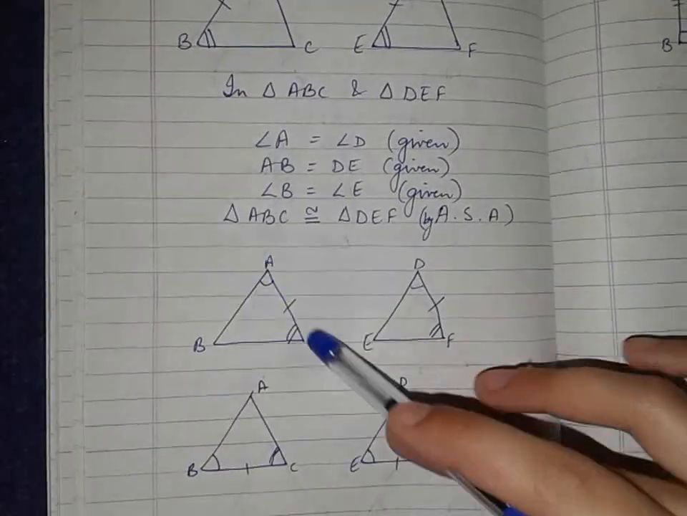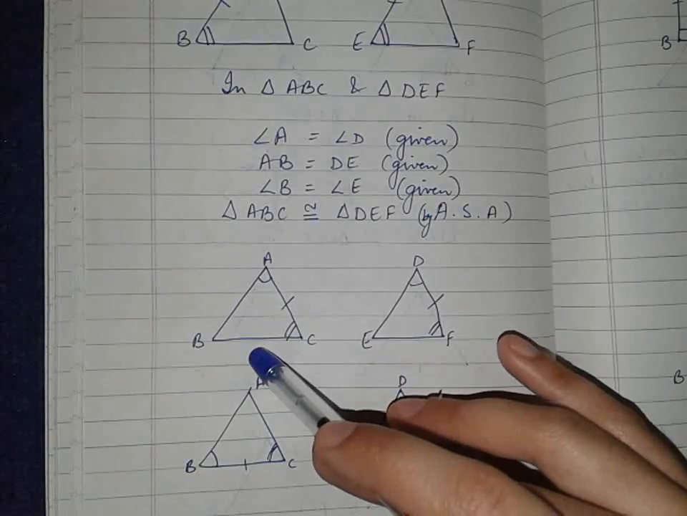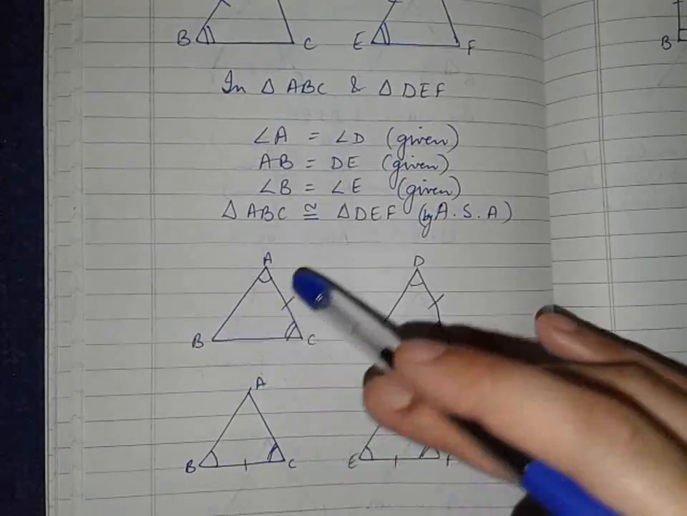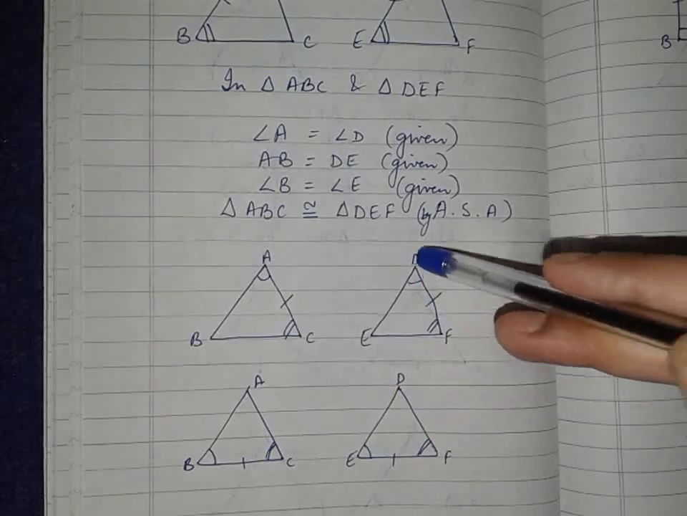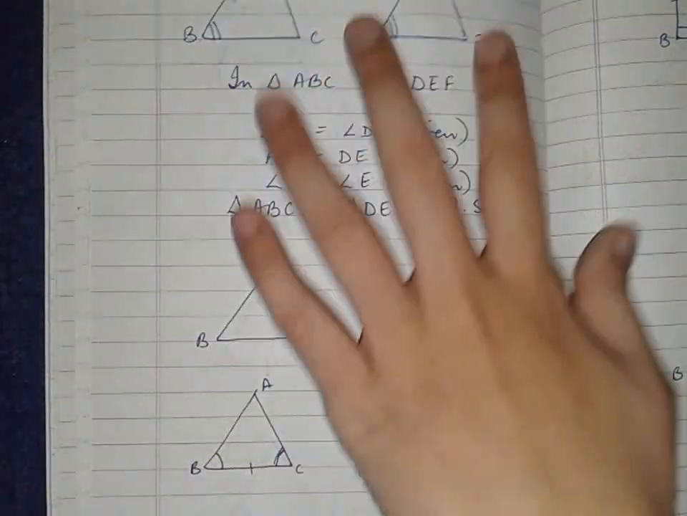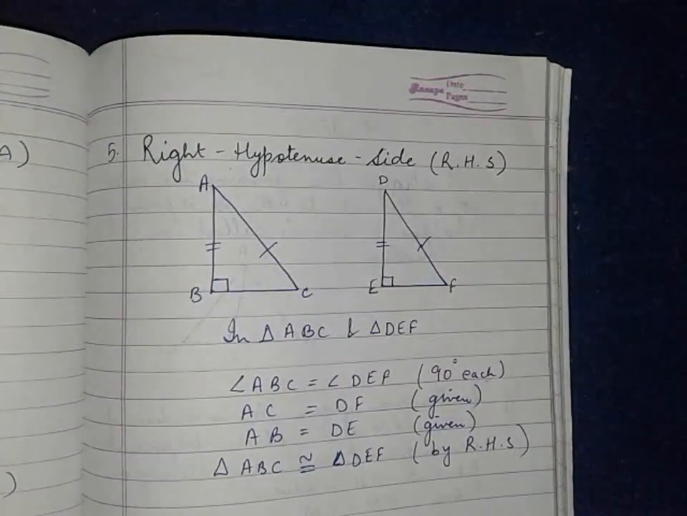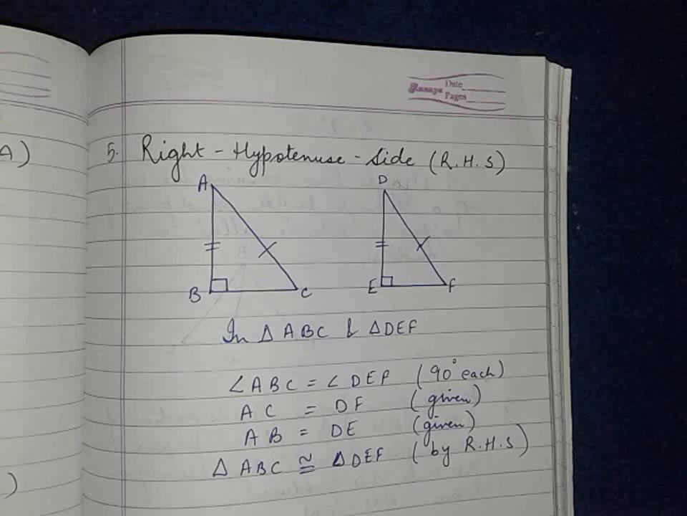Another case is, these two angles are there and only this side. There is no choice of any one of these two sides, but only the side included in between the angles will be taken. This is the angle side angle criteria. Next one and last axiom is right hypotenuse side.